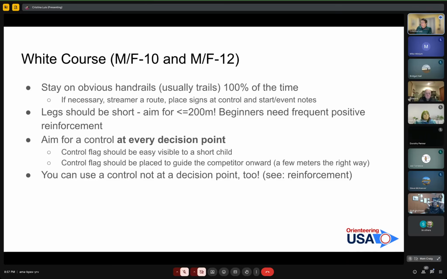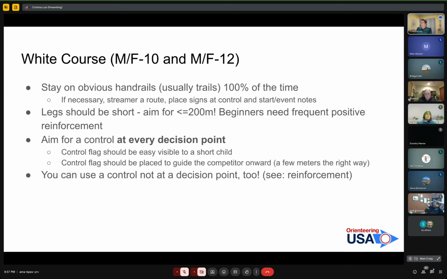Your legs should be short. I have here 200 meters. That's just a rule of thumb. I mean, obviously, maybe if we have really high visibility here in Arizona, but it still takes time to travel. So, probably not too much more than that.